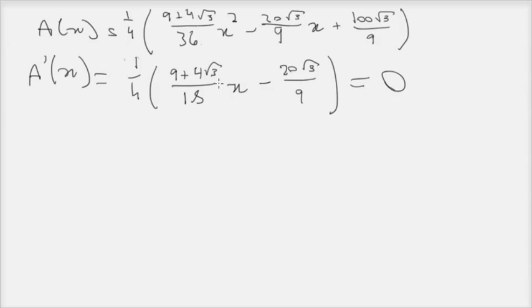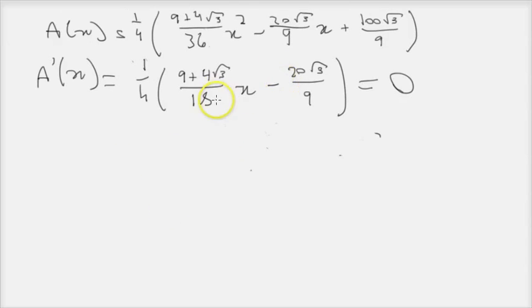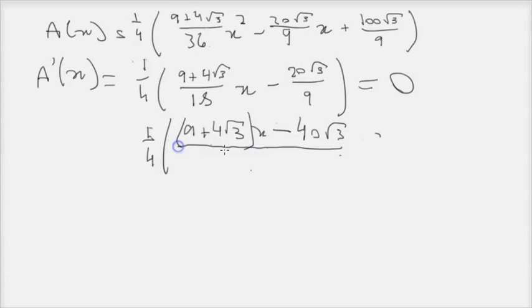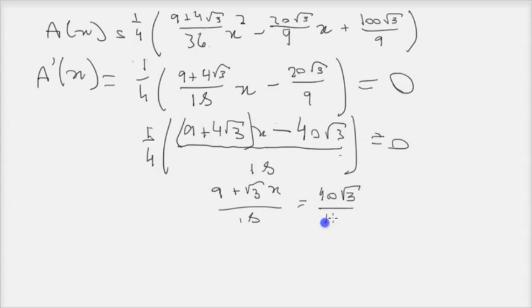So now we can put this 1/4 in here, and we can put this all over the same denominator, which would be 18. So that'd be (9 plus 4 root 3) x, that is all the coefficient, minus, and then in order to do that we need to put a factor of 2 in there, minus 40 root 3, all over 18 equals 0. And so that would mean we would get (9 plus 4 root 3) x over 18 equals 40 root 3 over 18, and these 18s will cancel out.